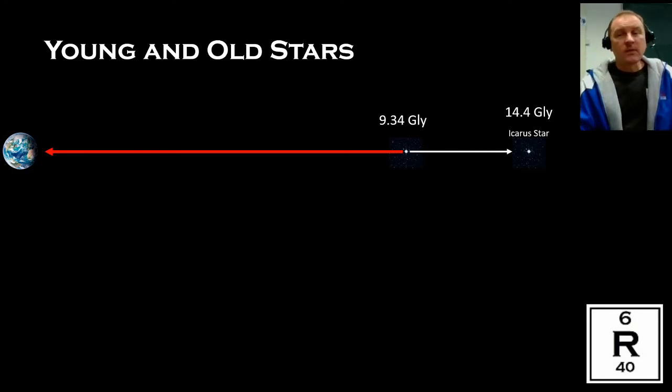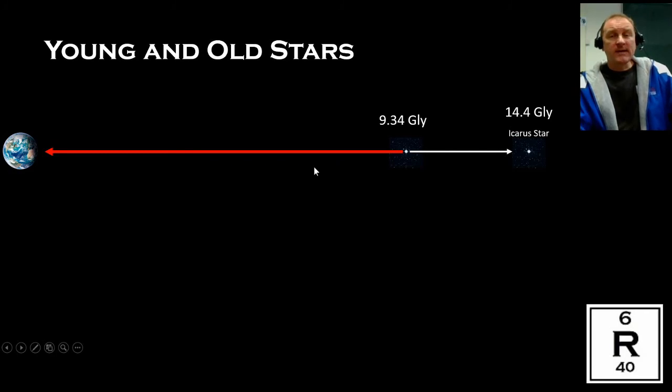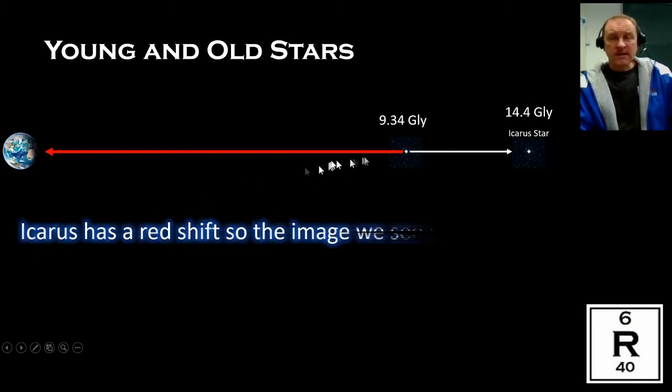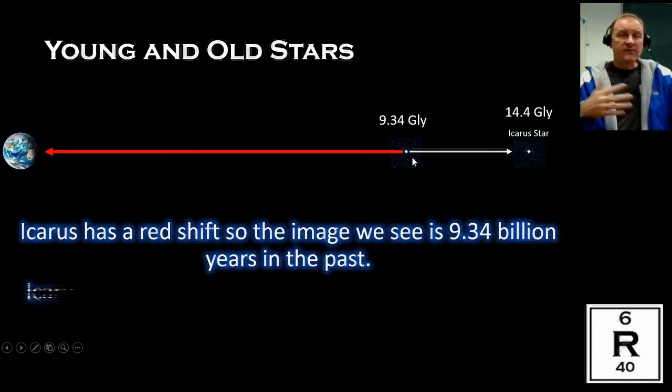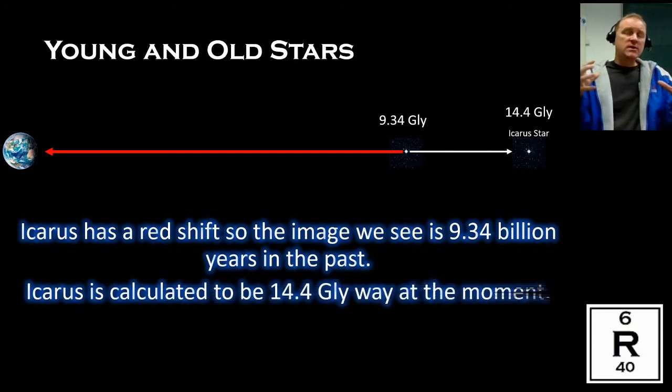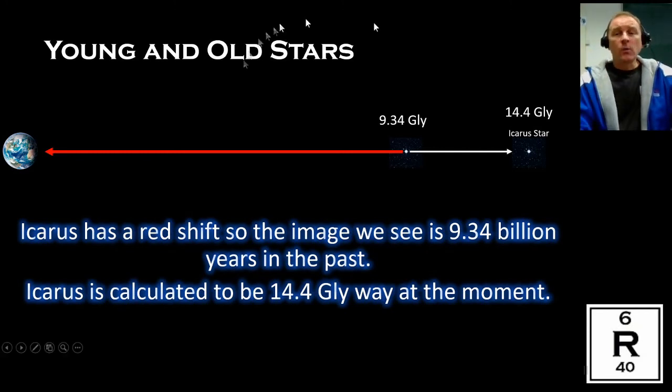This is how. Icarus has a red shift to it. Icarus is moving away, the Doppler effect. As it moves away, it stretches the wavelengths out, and we can calculate by how far those wavelengths are stretched out how fast it's moving away. So technically, when we look at Icarus, we're looking at light that was emitted to Earth 9.34 billion years ago. 9.34 billion years ago, that light came to us.